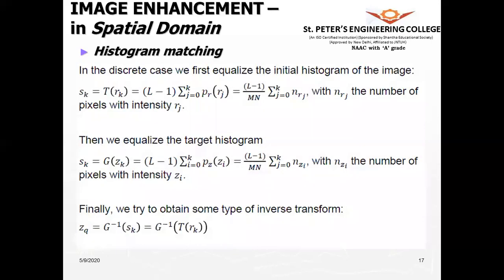In histogram matching, the first step is to equalize the histogram of the image. Next, we equalize the histogram of the target by using this equation, and then we try to do the inverse transform mapping.